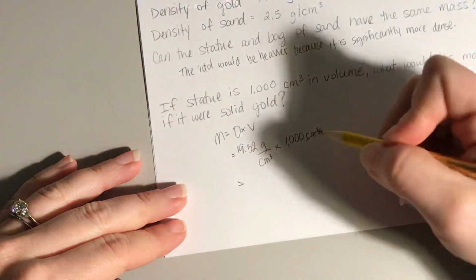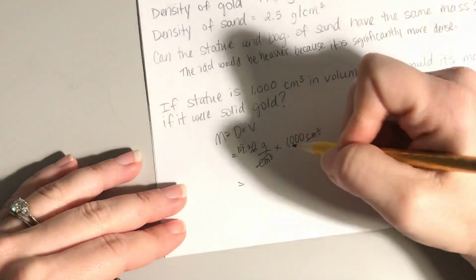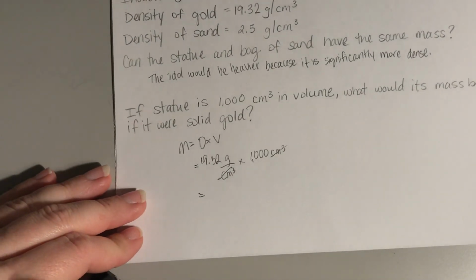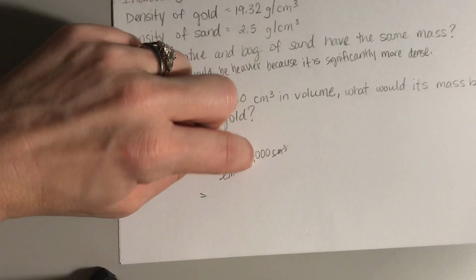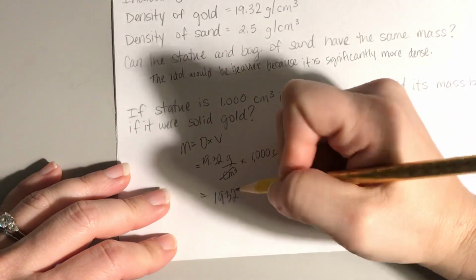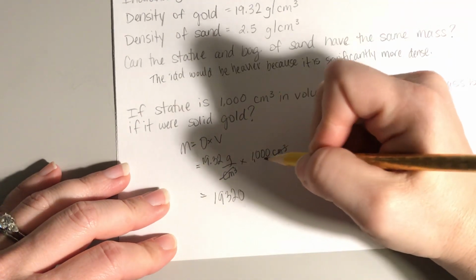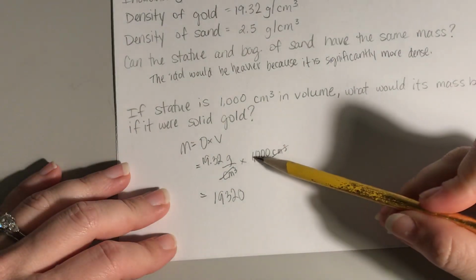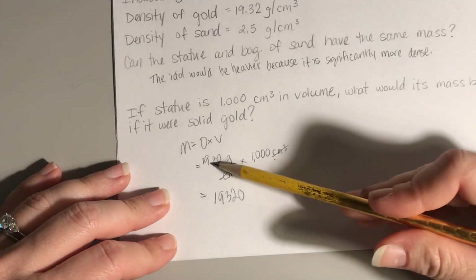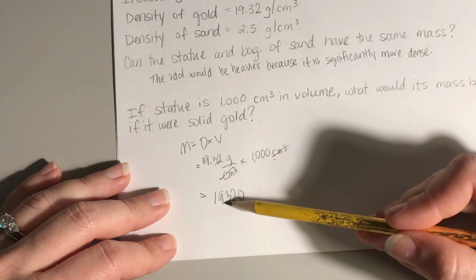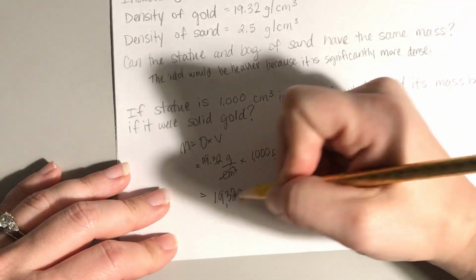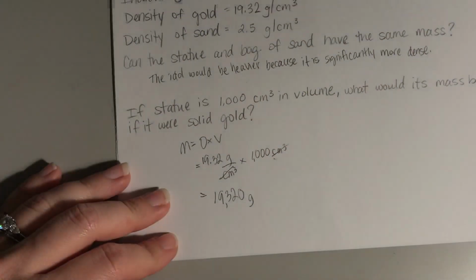All right, so the cubic centimeters and the cubic centimeters, they're going to cancel because this one's in the numerator, this one's in the denominator. And then we're just multiplying this number times 1,000. Anytime you multiply something by 1,000, you're adding 3 zeros to it, or you're moving the decimal point over 3 places. That's what I'm meaning to say. So it was here, we go 1, 2, 3. So 19,320 grams.